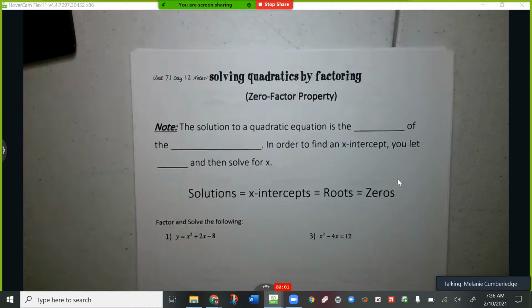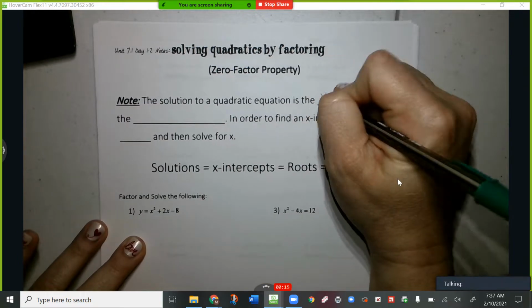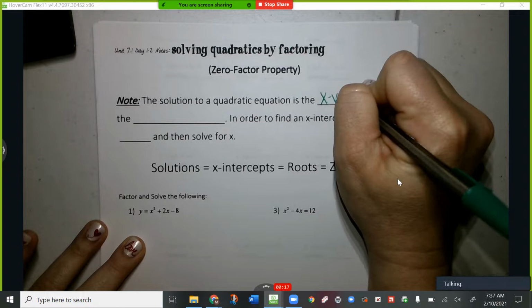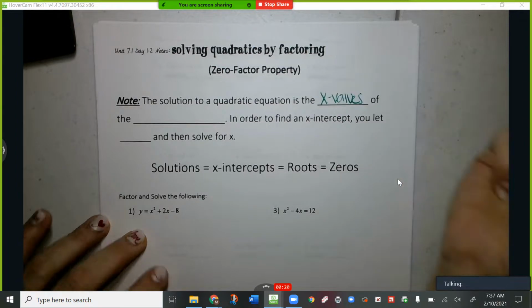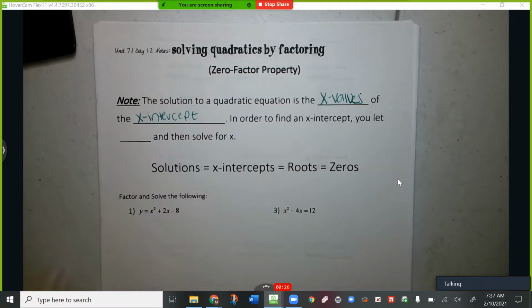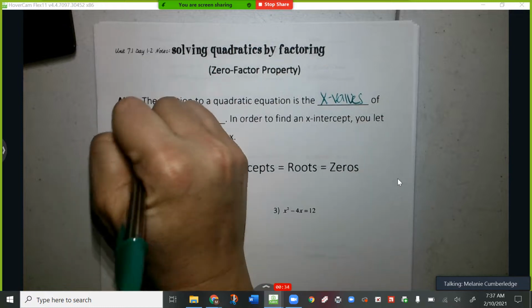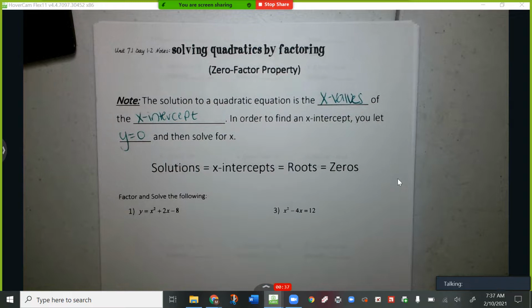Solving quadratics by factoring. The solution to a quadratic equation is the x values of the x-intercept. Okay, so the x values of the x-intercept. And then it says in order to find the x-intercept, you let y equal 0 and solve for x, because we know for x-intercepts that our y always equals 0.